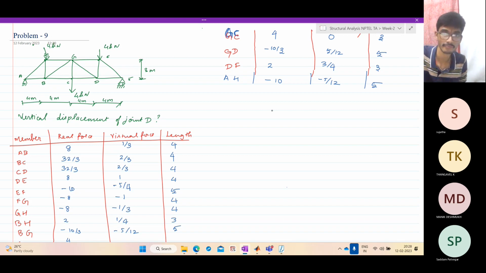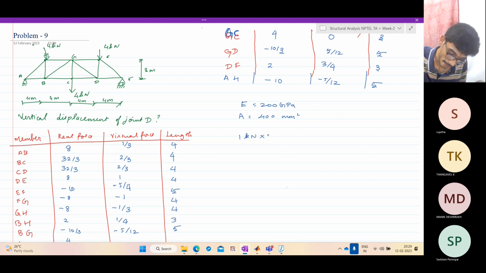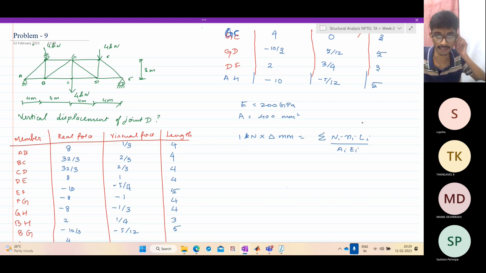Again, we have E equal to 200 GPa and A equal to 400 mm square. So let us have it. 1 kilonewton into delta mm is equal to sigma Ni Li by Ai Ei. So let's go to MATLAB.